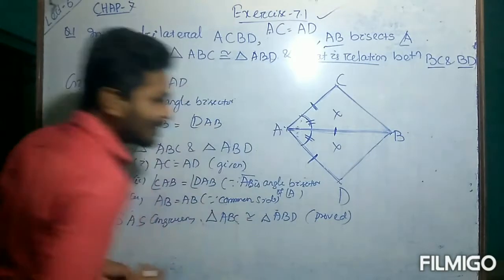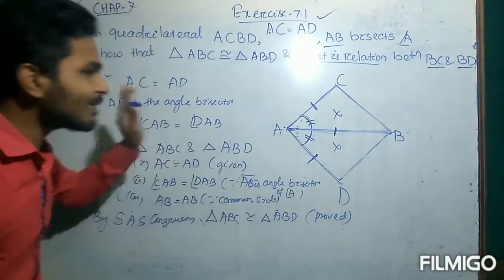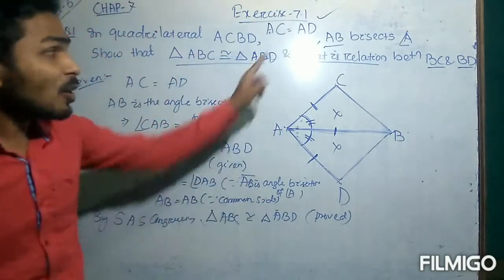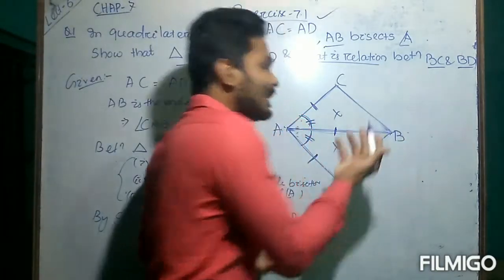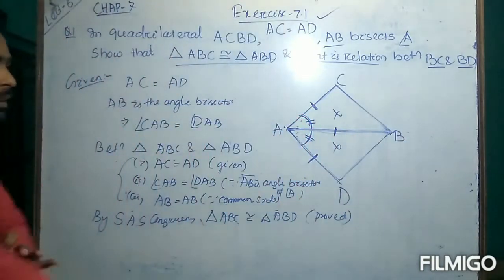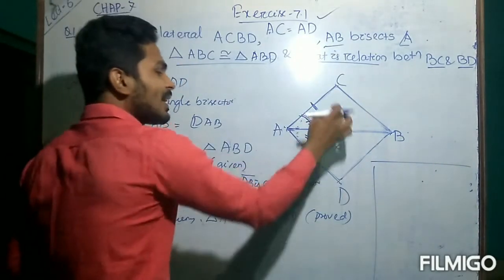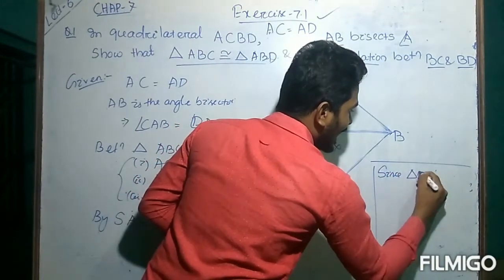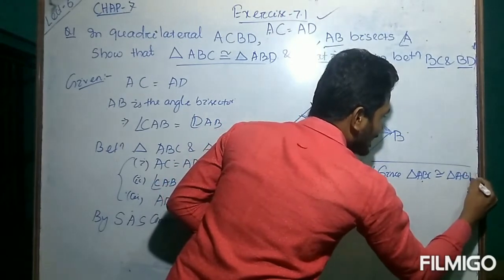Do you understand? Okay, it is now proved by SAS congruency. It is very easy. This is the proof of the first statement. Now coming to the second statement, we have to show the relationship between BC and BD. How? Since we have already proved that triangle ABC is congruent to the triangle ABD.